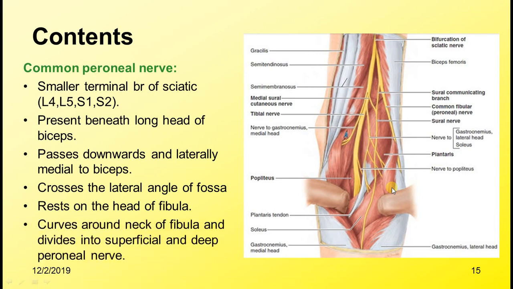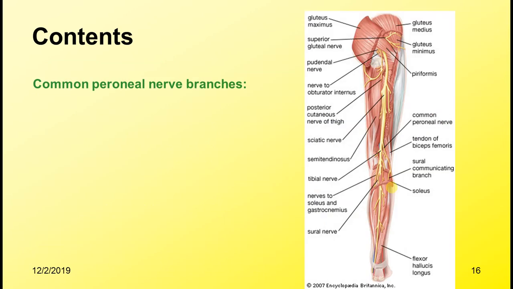Okay, so the branches which are going to be given by the common peroneal nerve are cutaneous branches. Mainly it gives the sural communicating nerve which is going to join with the sural nerve, which is again a branch of the tibial nerve. So the tibial nerve gives the sural nerve. The sural communicating nerve is from the common peroneal nerve, joins with the sural nerve, and then it is going to supply the skin of the posterior part of the calf.